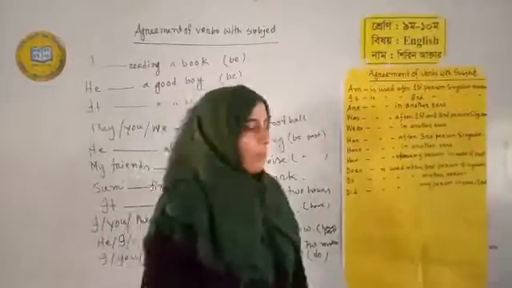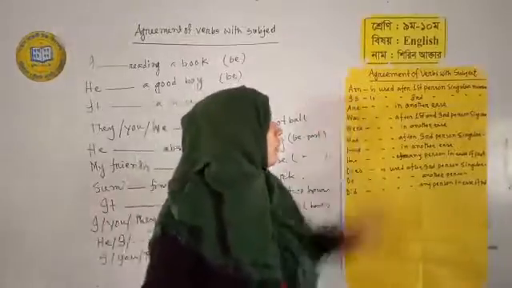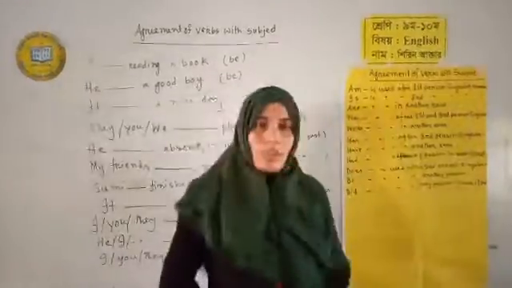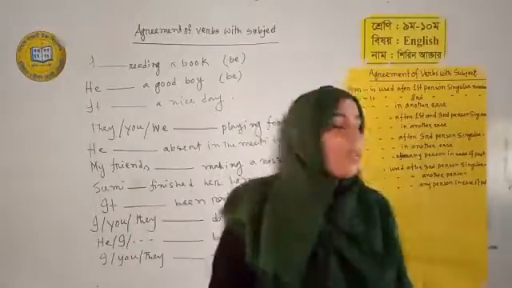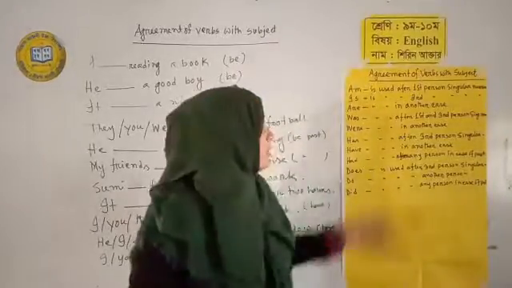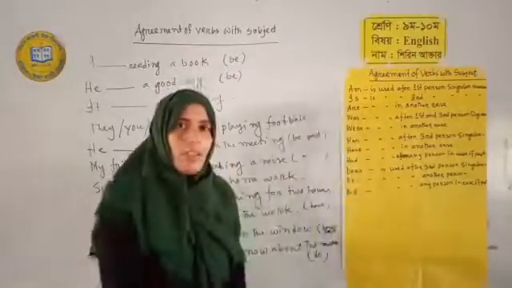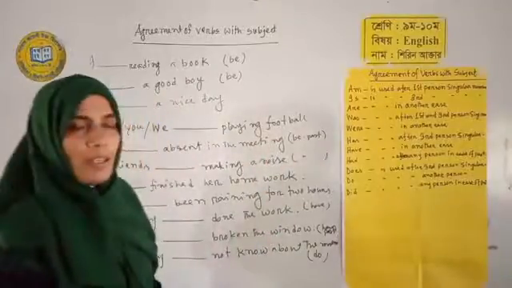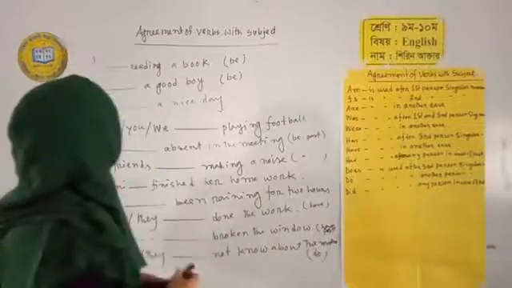At first, am. I shall discuss about am. Am is used after first person singular number. That means what is first person singular number? Only I is first person and singular number. So am is used after I, or we can also say that am is used after first person singular number.